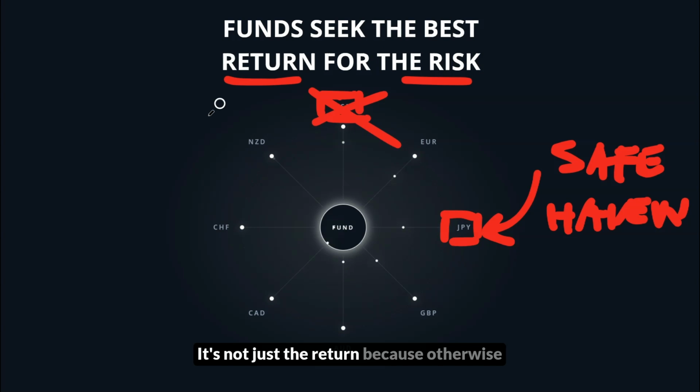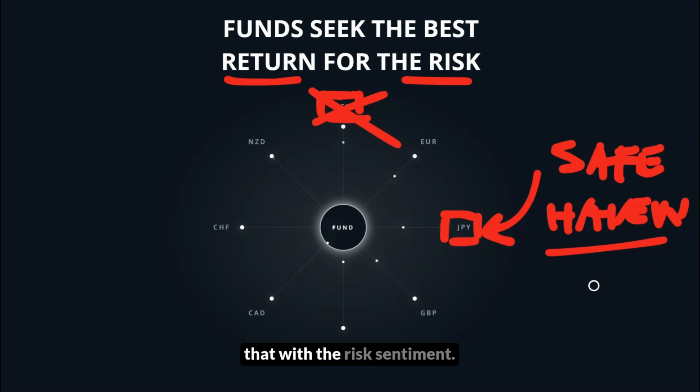It's not just the return, because otherwise you would just be long the highest carry trade, the currencies that have the highest interest rates versus the currencies that have the lowest interest rates, and it would just always work. It doesn't work like that. It's the return adjusted for the risk. Money doesn't just chase the highest number, it chases the most attractive number for the risk being taken. This said, for most of the major Forex trends, interest rate expectations are where most of the story centers. And then we're going to confirm that with the risk sentiment.